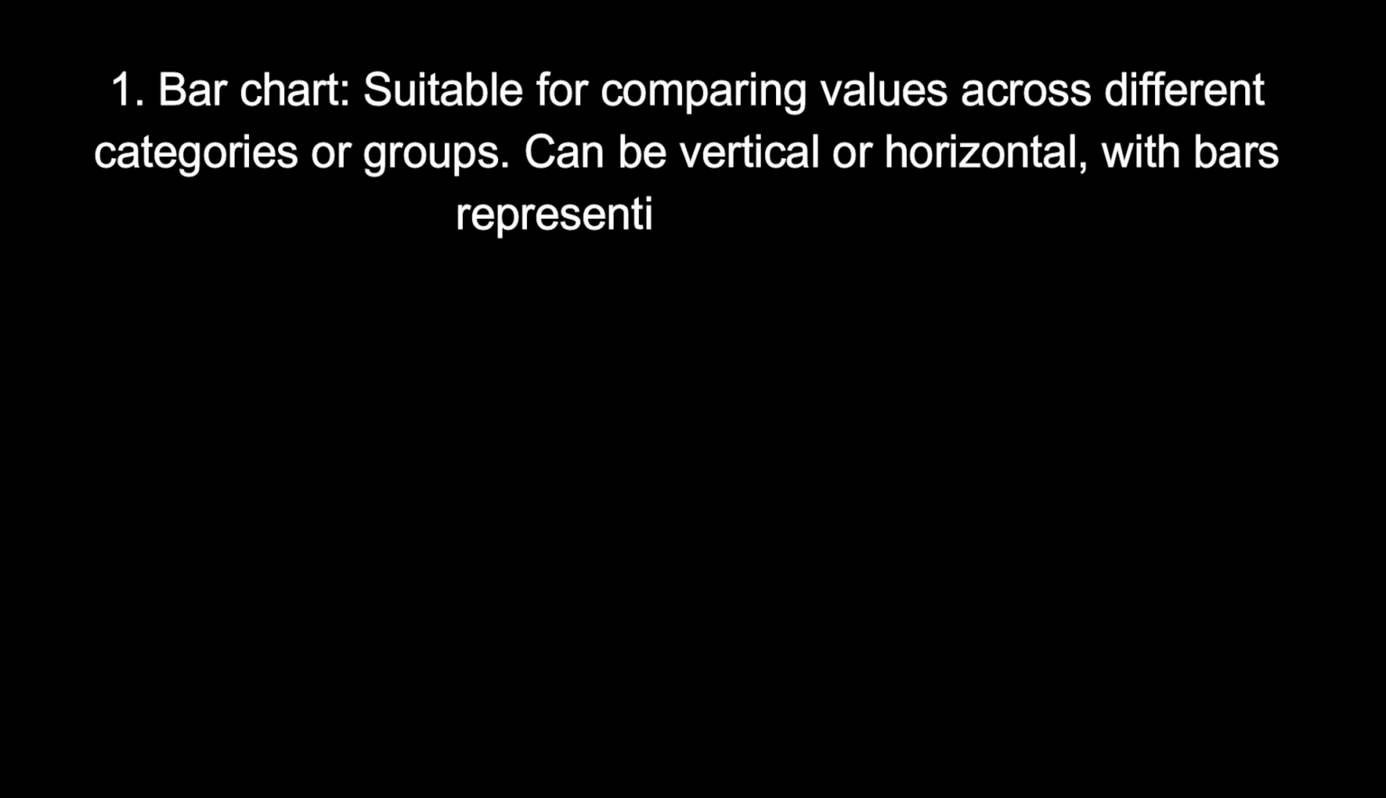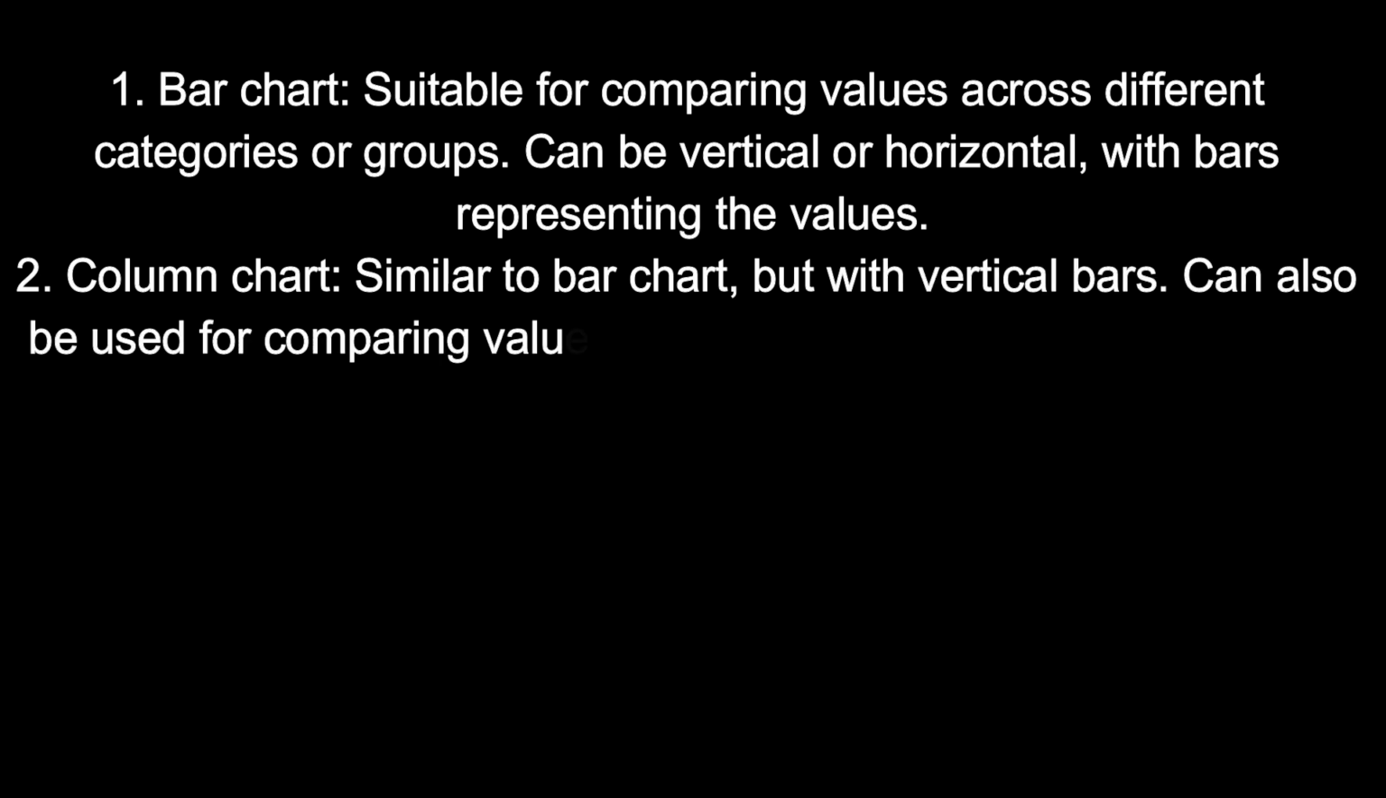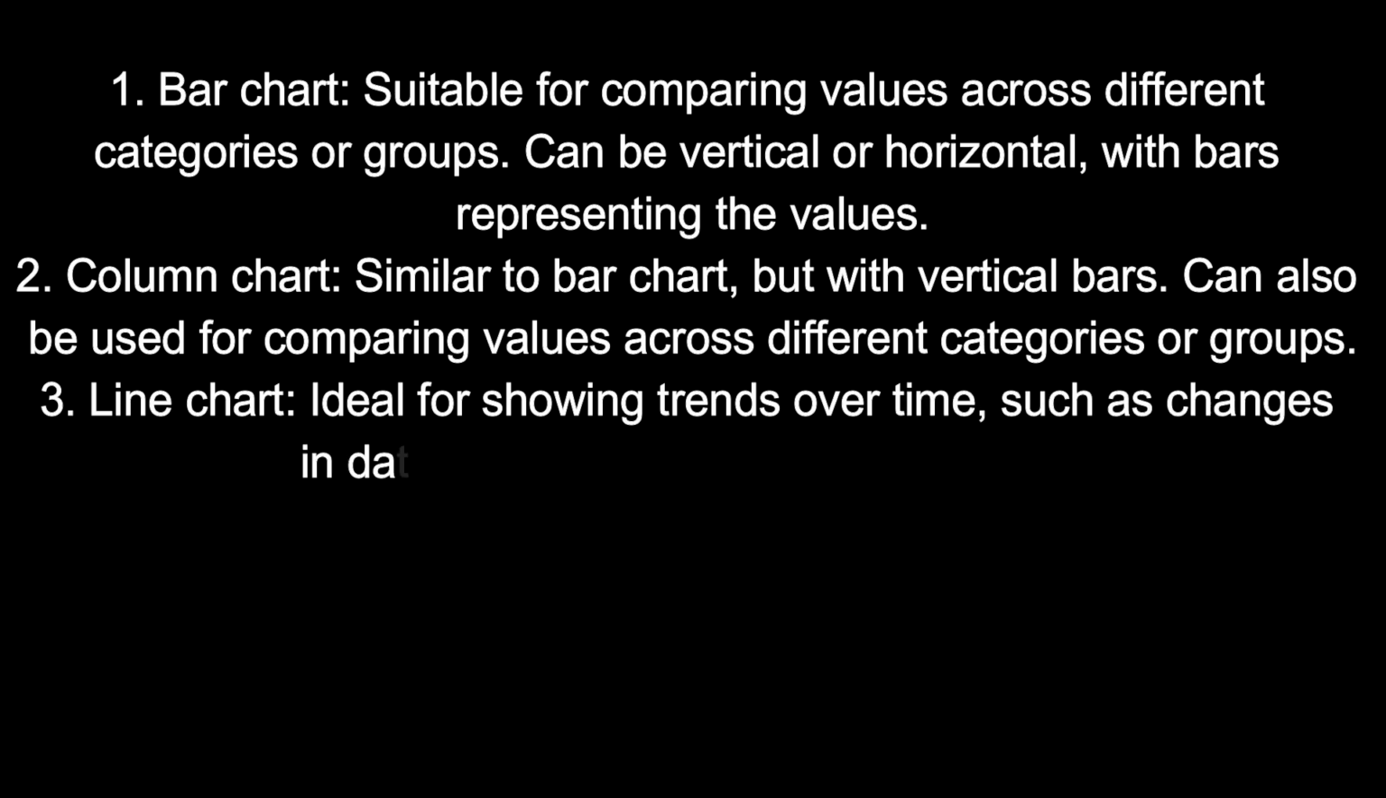1. Bar chart, suitable for comparing values across different categories or groups. Can be vertical or horizontal, with bars representing the values. 2. Column chart, similar to bar chart, but with vertical bars. Can also be used for comparing values across different categories or groups. 3. Line chart, ideal for showing trends over time, such as changes in data values over a continuous period.